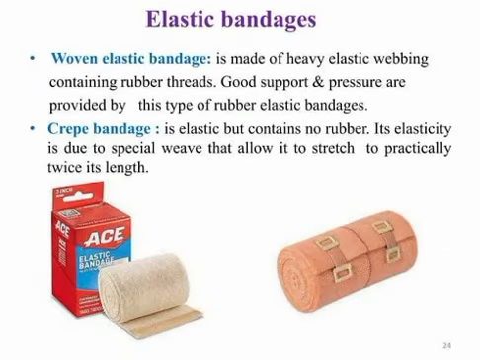Next one is the elastic bandages. There are two types. One is the woven elastic bandage and another one is the crepe bandage. The woven one is a very heavy elastic weave containing rubber threads, which gives good support and pressure. Crepe bandage is elastic but contains no rubber. Its elasticity is due to the special weave that allows it to stretch to approximately twice its length. These are the two types of elastic bandages, mainly used for good support and pressure.